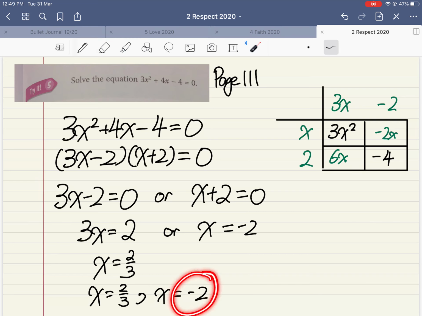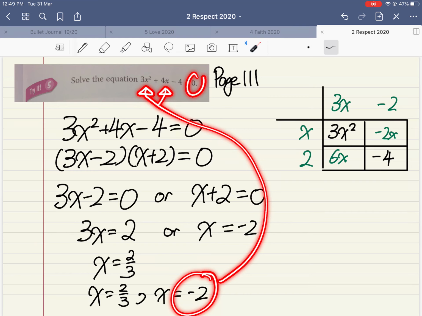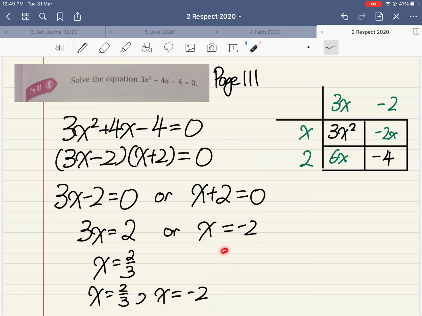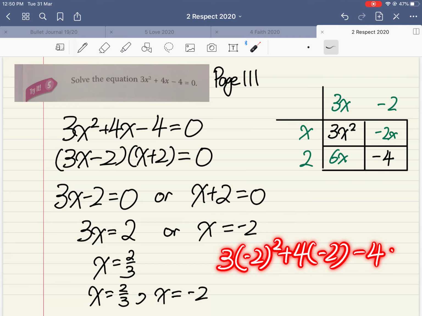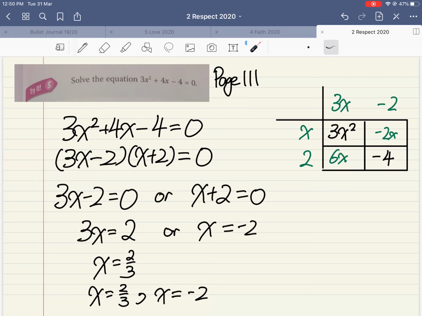Do try with x equals -2. If you put the value of x as -2 into here and here, you will also get the final value of 0, where 3 times (-2) squared plus 4 times -2 minus 4 will also give me the value of 0. So these two values of x are the solutions to this given equation.